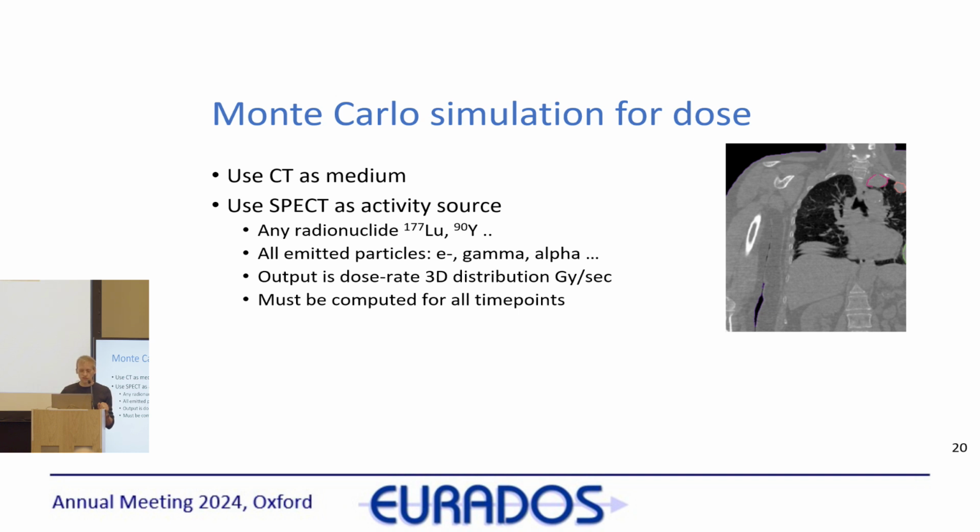The first is to use the CT image as a medium, as the tissue. So you start by the CT image of the patient. Then you consider the SPECT images as the activity source distribution of the patient. And then you start your Monte Carlo engine that will decay all the particle of interest, lutetium, for example, and that will simulate all the electron, gammas, all the particles that will be emitted during the decay. So at the end of the process, you track the particle and you measure the deposited dose in the 3D matrix of result, and you get the dose rate of the patient.